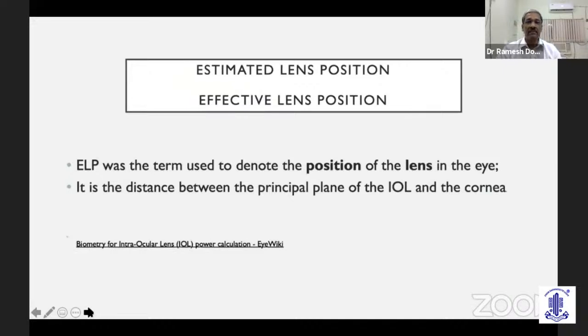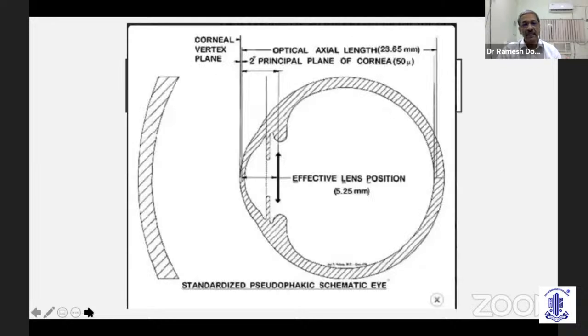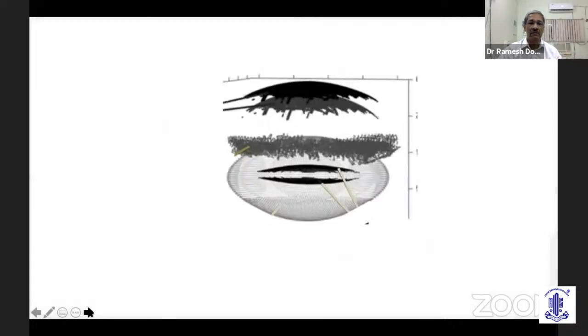ELP, variously termed as estimated lens position or effective lens position, is a term used to denote the position of the lens in the eye, and it's the distance between the principal plane of the intraocular lens and the cornea. In a standardized pseudophakic schematic eye, it is defined as being 5.25 millimeters behind the corneal vertex plane.